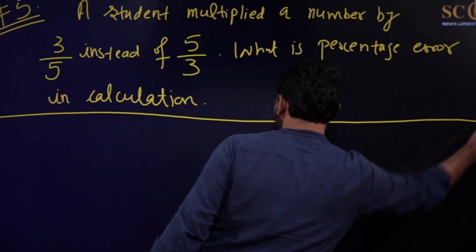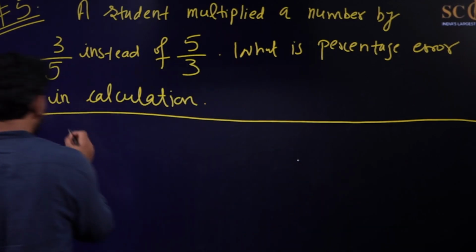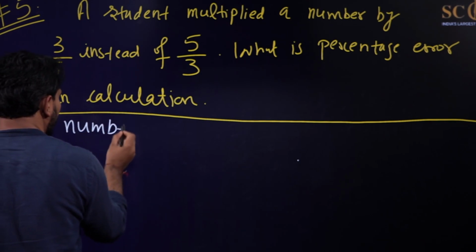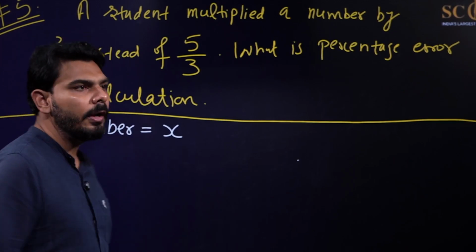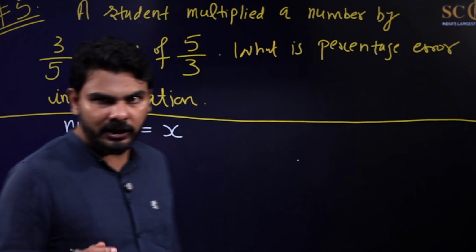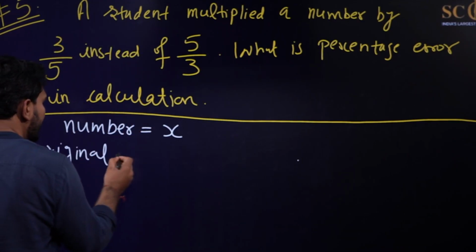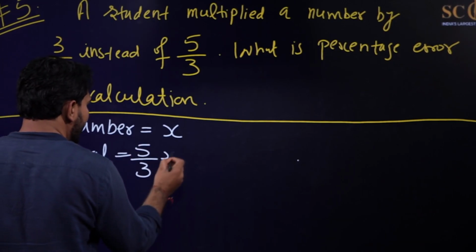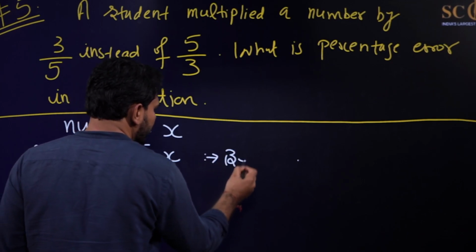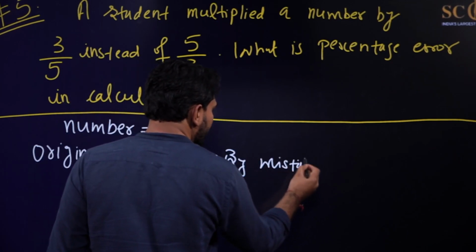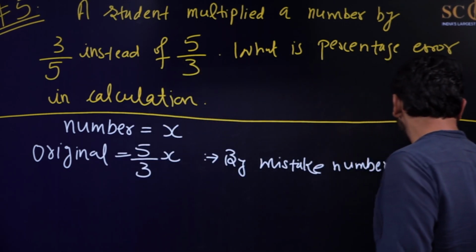Now in this case, let us assume that the number is x. Now he has by mistake multiplied it by 3 by 4, but in reality he has to multiply it by 5 by 3. So what was the original number? Original means he has to actually multiply it by 5 by 3. But by mistake, the number becomes 3 by 5x.